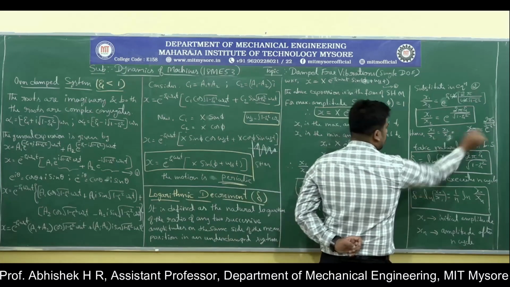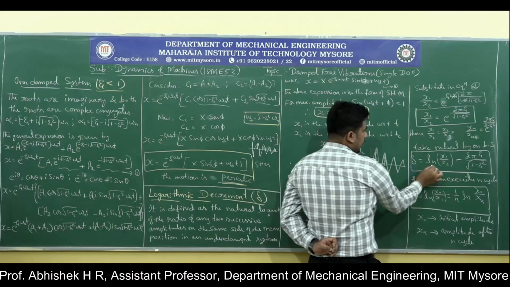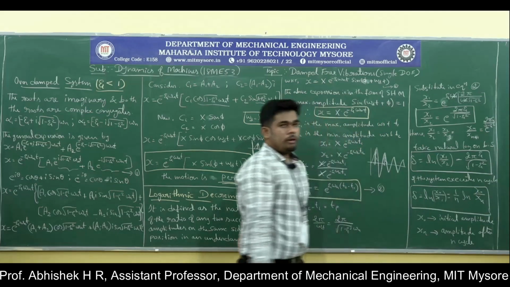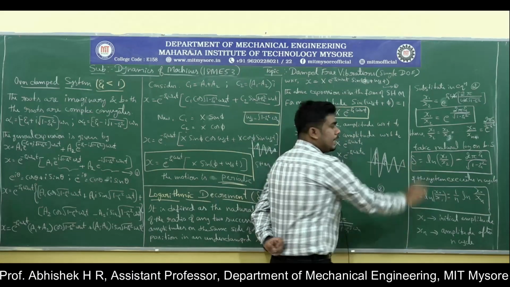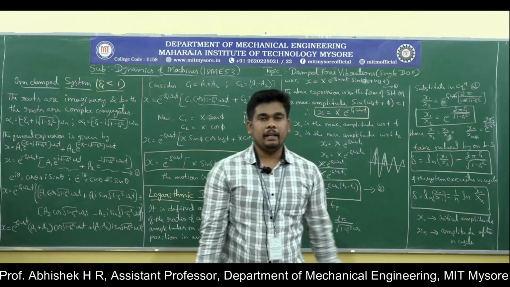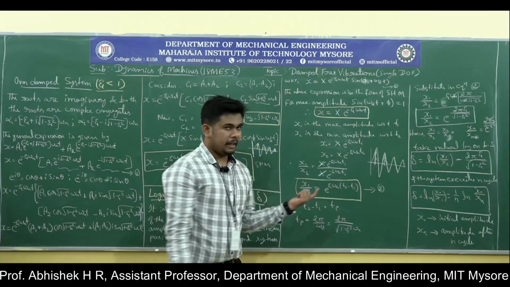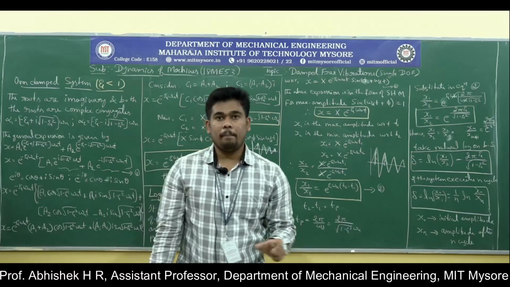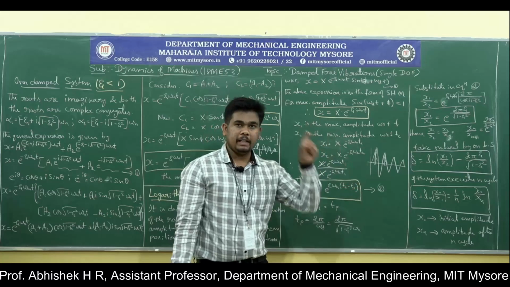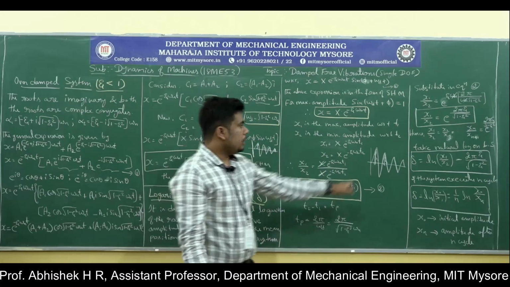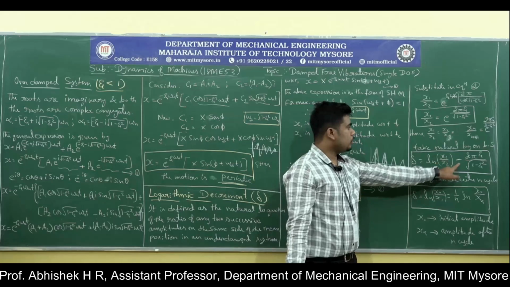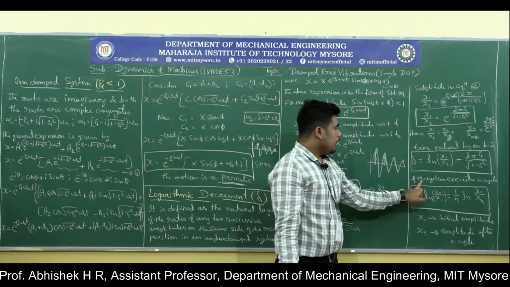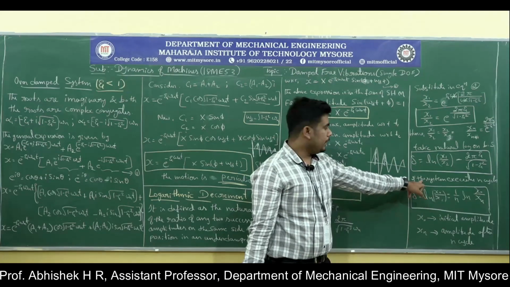Now take natural log on both sides. So you will get ln of x1 by x2 is equal to 2 pi zeta by square root of 1 minus zeta square. That is nothing but delta. Why delta? Because as per the logarithmic decrement, it is the natural logarithm of the ratio of any two successive amplitudes. So that is the ln of x1 by x2 is equal to 2 pi zeta by square root of 1 minus zeta square. So that is the logarithmic decrement condition.